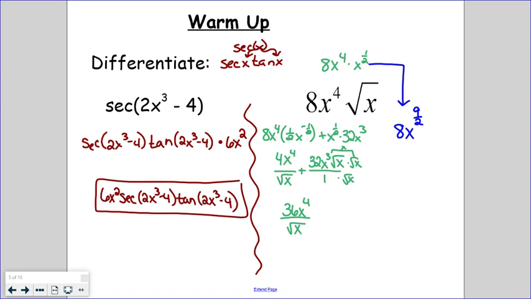9 halves times 8 would be 36. Subtract 1 from 9 halves would be 7 halves. And we can actually just leave it like that, 36x to the 7 halves, which is the same thing you're seeing on the other one, 36x to the fourth over x to the 1/2, because we would have x to the fourth minus x to the 1/2. 4 minus a half is 7 halves.